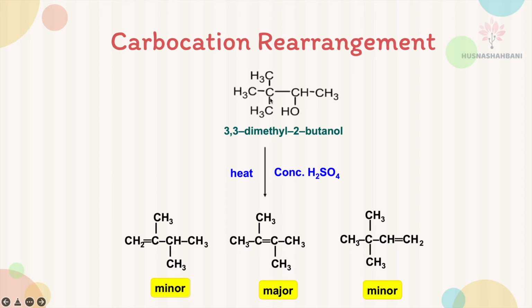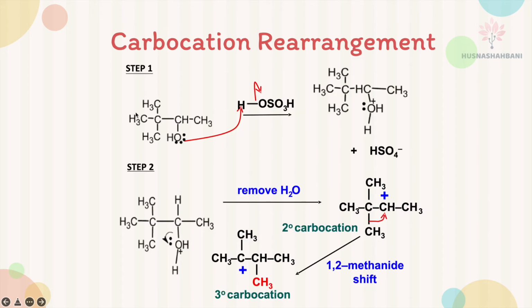And if you do the methanide shift, the carbocation will be here. The carbon-carbon double bond can also form here. So these are the two minor products of the dehydration of alcohol and one major product of the dehydration of alcohol. Okay, step number 1.